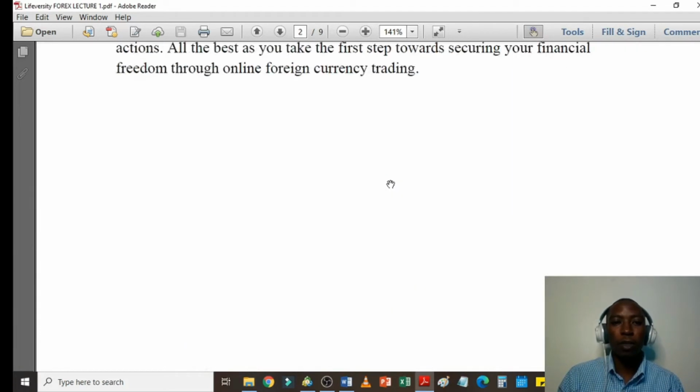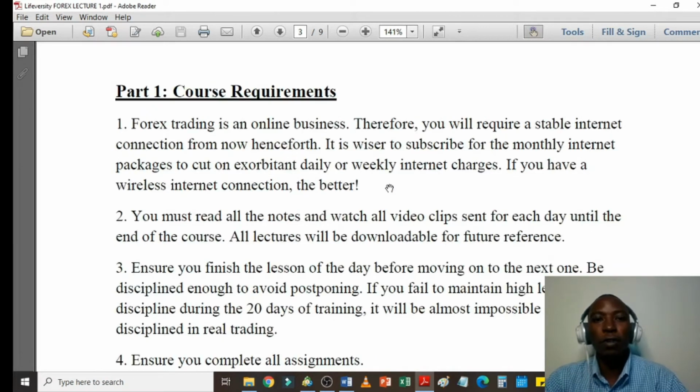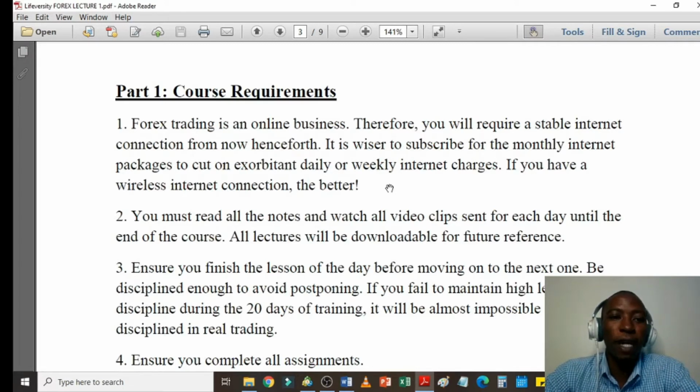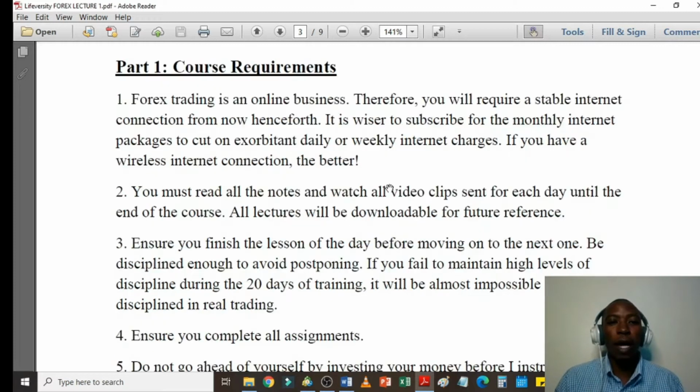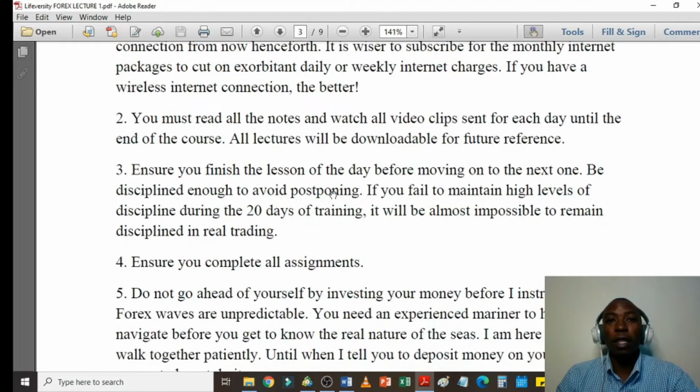And in part 2, that is course requirements, you should know that forex trading is an online business. Therefore, you require a stable internet connection, very important from now henceforth. And also, you will be required to have either a smartphone or a laptop, because as you know, all deals in the forex market are done over the counter online. So you will need a stable internet connection and either a laptop or a smartphone to make it through. And then for every lecture, ensure you finish the lesson of the day.